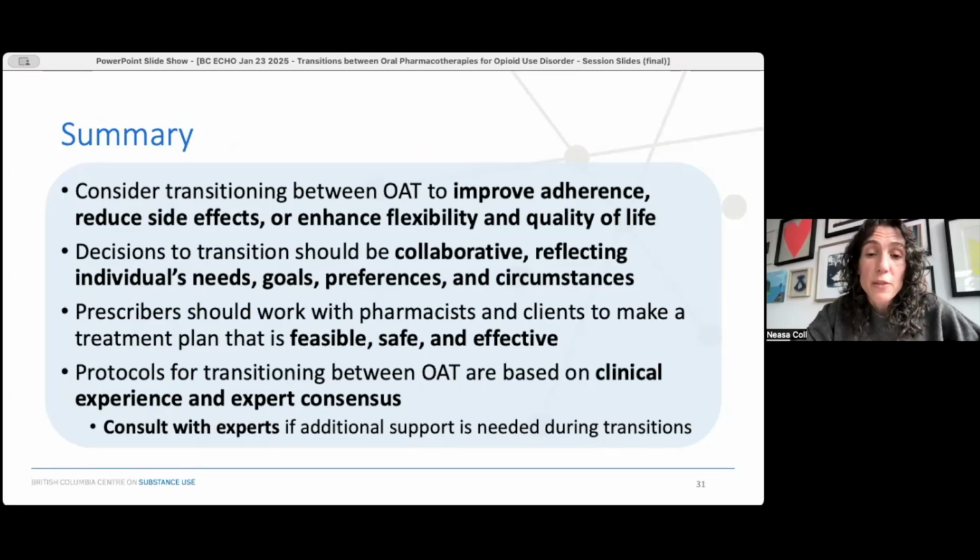And we should ensure as prescribers that we're working with pharmacies as well as the person in front of us to make a treatment plan that's feasible, safe, effective, meets their needs, and has a backup plan. A reminder that our protocols for transitioning between OAT are based on clinical experience and expert consensus, and that in British Columbia, we are lucky to have a number of experts who can be consulted for additional support that may be needed during transitions.